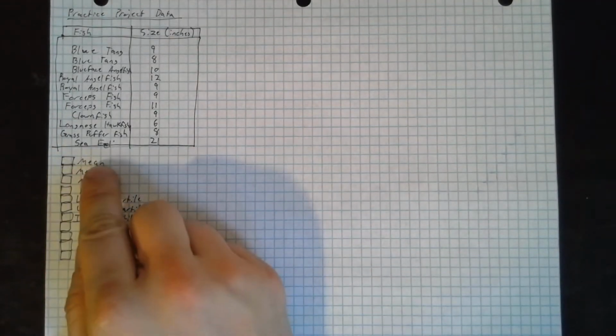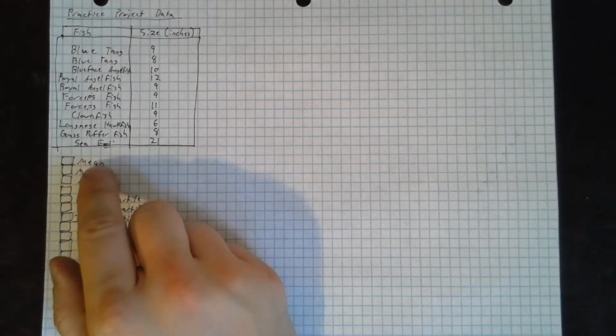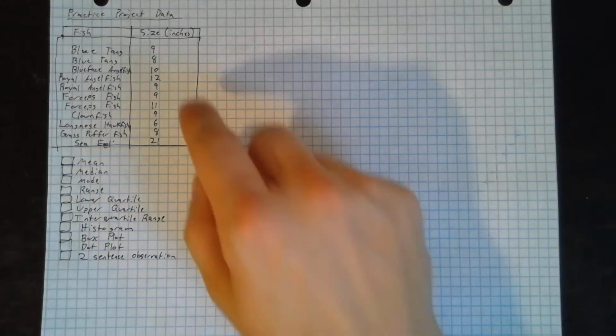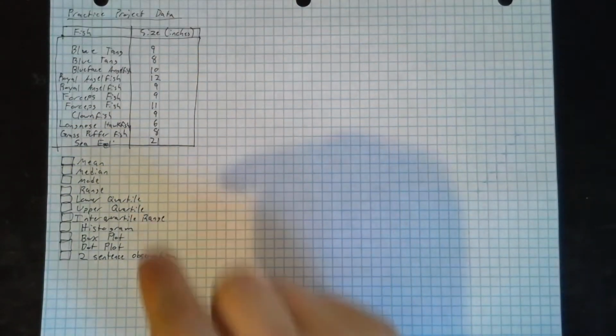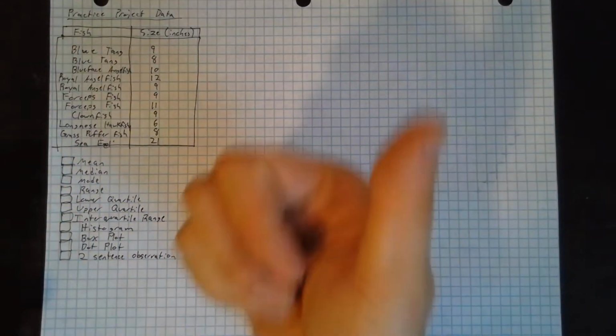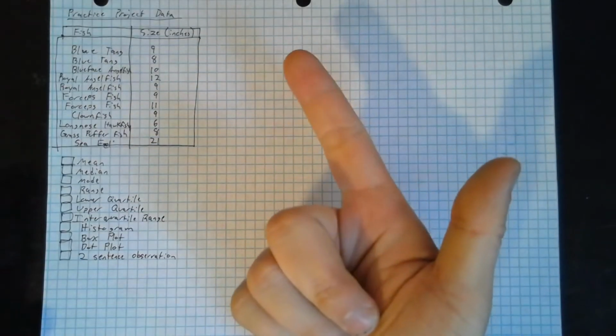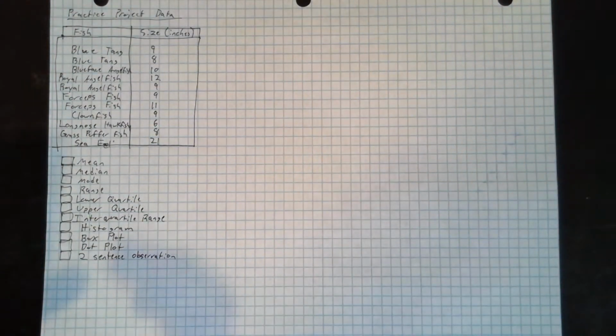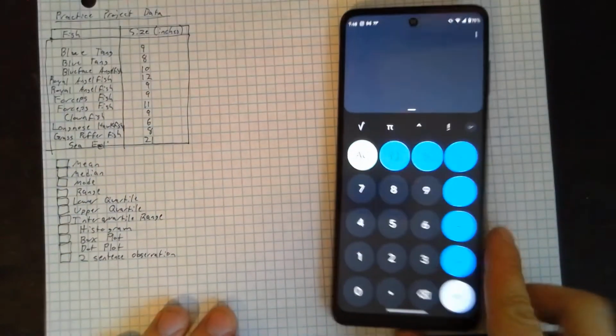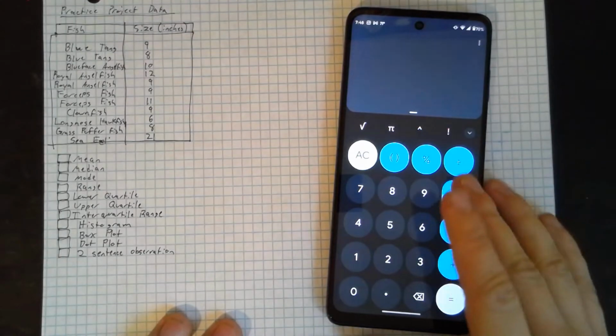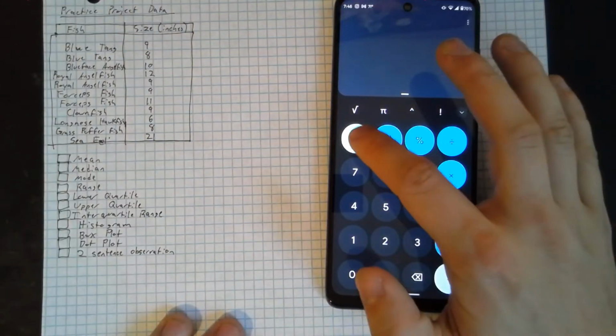So I'm going to start with the mean. And for the mean, all I have to do is take all of these numbers, all of the data, and add them together and then divide by however many data points I have. So I'm going to need to get a calculator, and instead of a calculator, I'm just going to use my phone because I don't have my calculator right now. Didn't bring it home today.